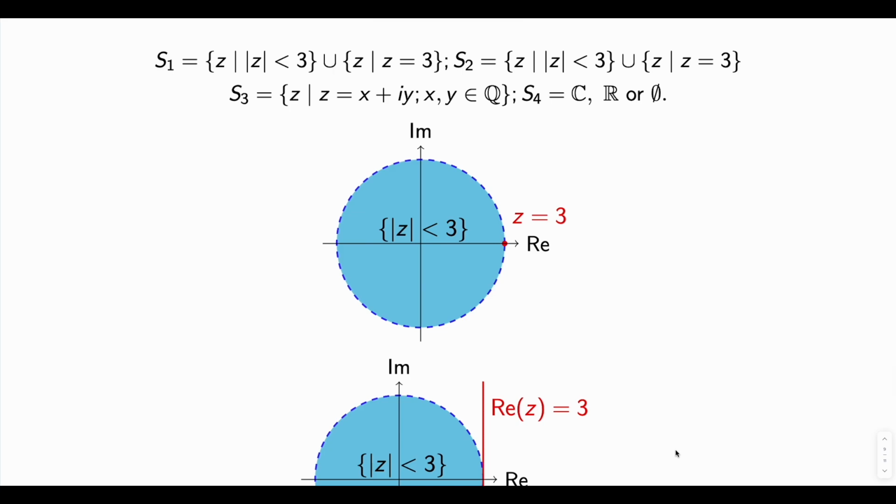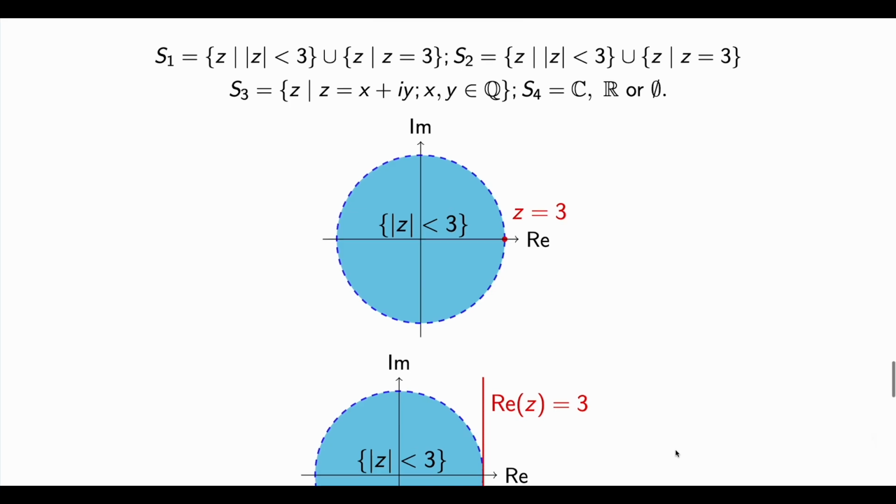Let us do some more examples. What about this set S1, the set of z such that |z| < 3, union |z| = 3? |z| < 3 means the circle and the boundaries are not there. |z| = 3 means only this point, right? So what about this set? Is this set a closed set or an open set or whatever it may be?